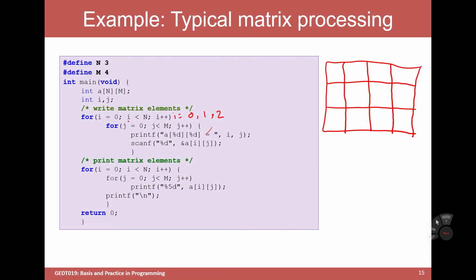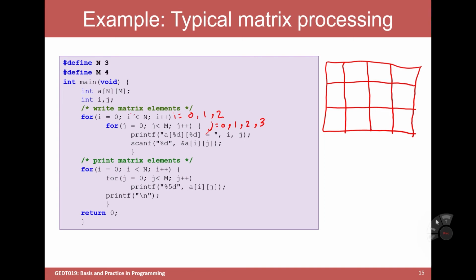So inside this loop, what do I do? I make another for loop. That loop does what? j starts from 0, with j less than m. So in the first loop j equals 0, in the second loop j equals 1, in the third loop j equals 2, and then j equals 3. How about j equal to 4? No, because j must be less than 4. So j equals 0, 1, 2, 3.